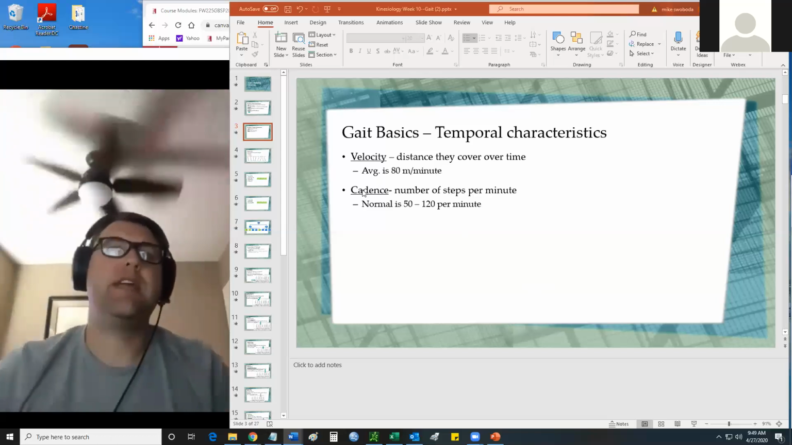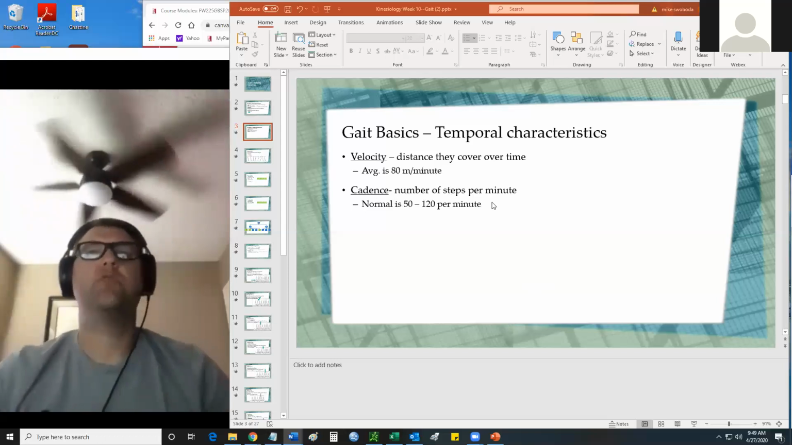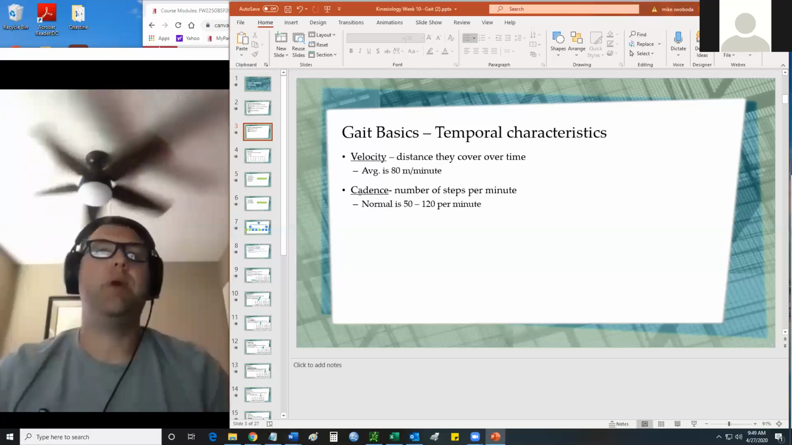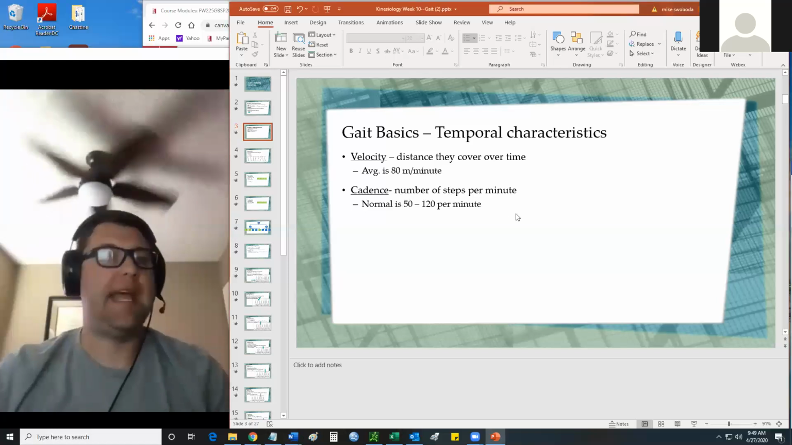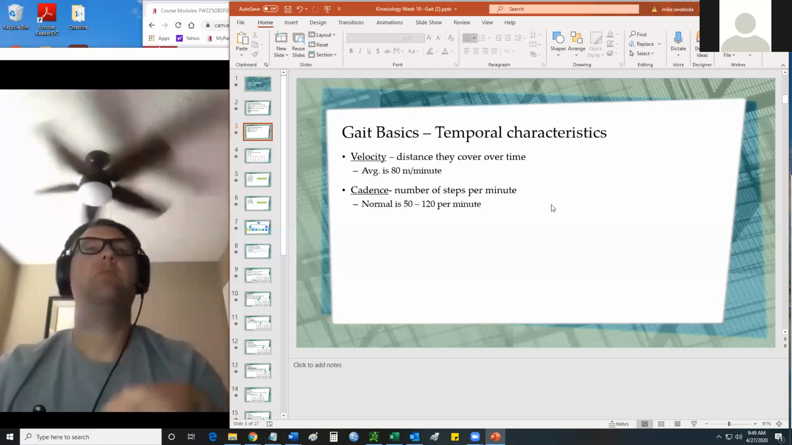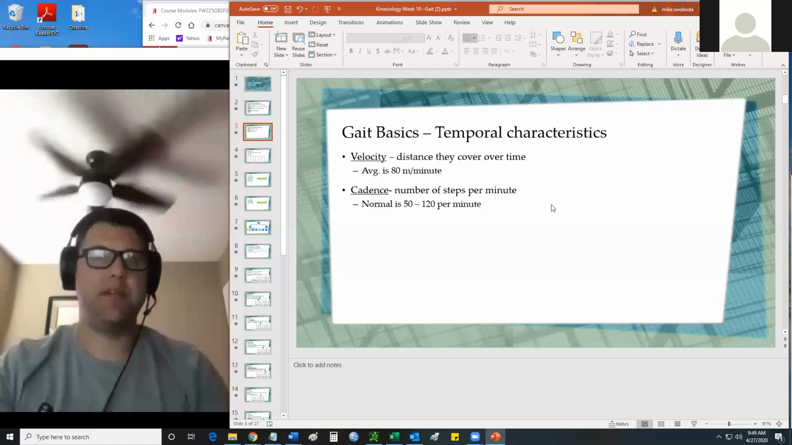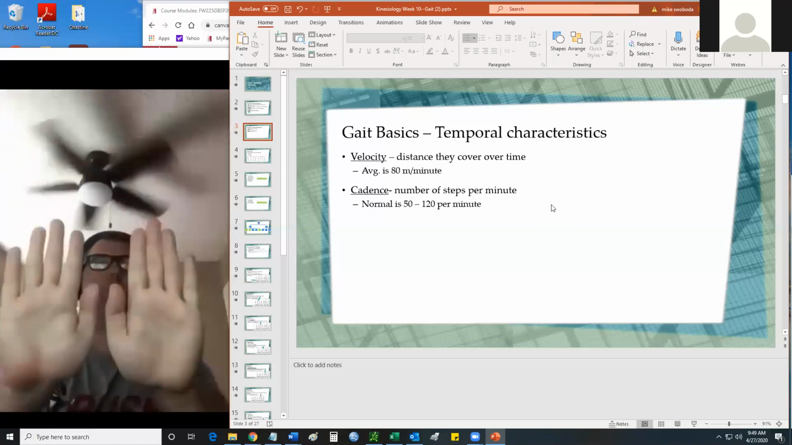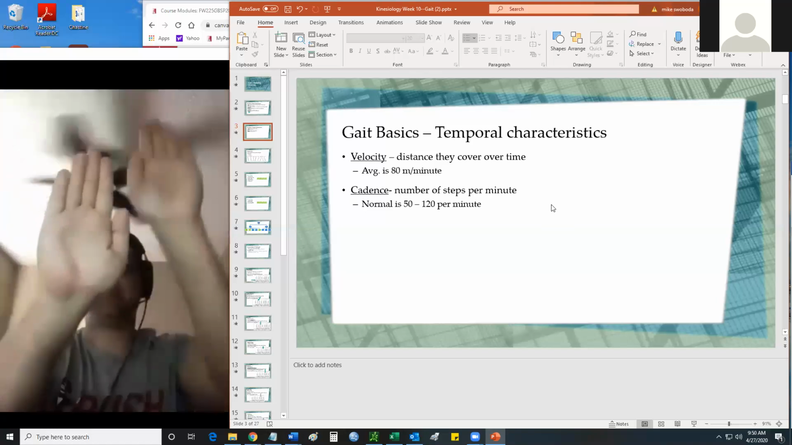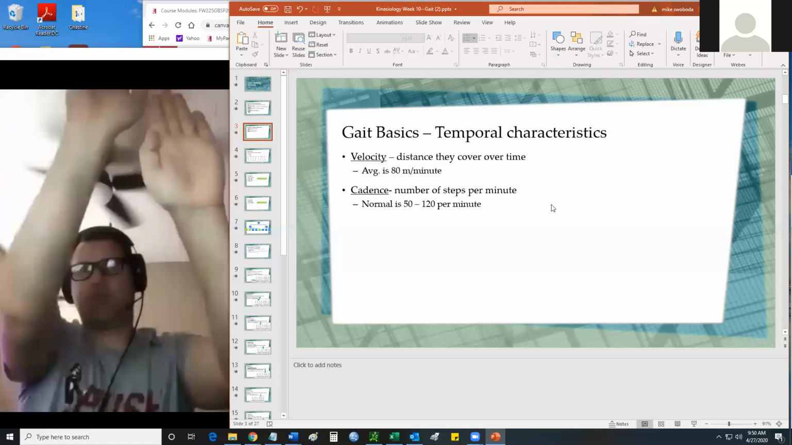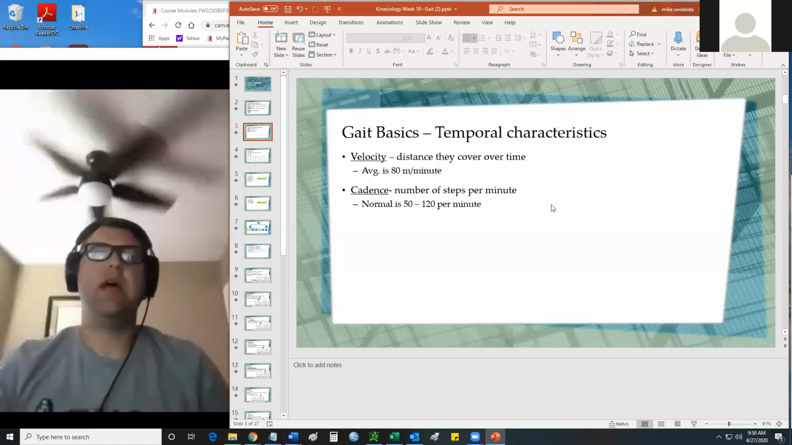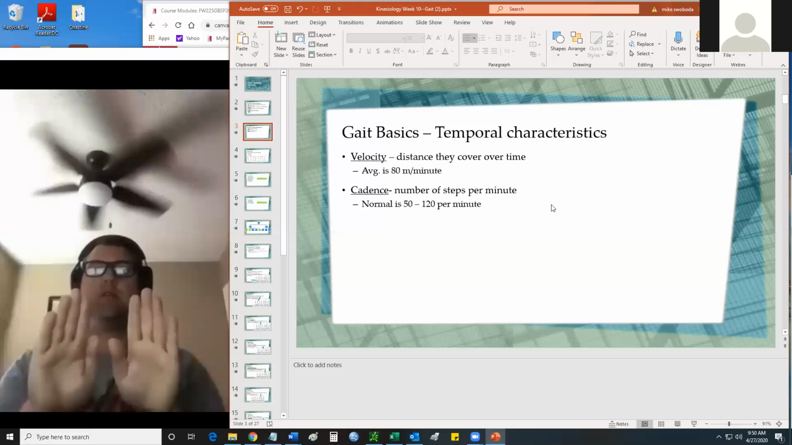Now, your cadence, you can also call your step frequency or your stride frequency, but this is just how many steps you take per minute. So when you talk about cadence, it is how often each foot hits the ground in a minute. So if I start here, and these are both my feet, that's 1 step, that's 2 steps, that's 3 steps. So each time your foot moves, that is 1 step. Each time you stride, that is 2 steps.